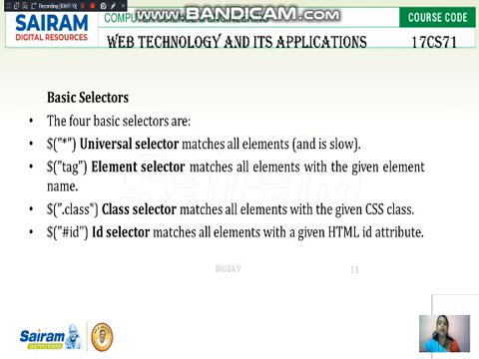And for basic selectors, we have four basic selectors: the universal selector, the element selector, the class selector, and the ID selector. The universal selector matches all elements, and it is very slow because it has to go through all the elements. The element selector matches all elements with the given element name, the class selector matches all elements with the given cascading style sheet class, and the ID selector matches all elements with the given HTML ID attribute.